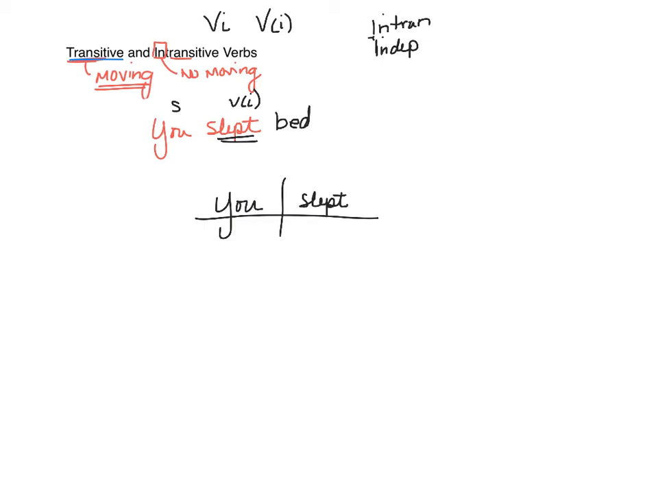What? No, that is so very wrong. That is hugely wrong. You can't say you slept bed. Try again. Okay? Let's say that I do want to get the idea bed in there because a bed was involved in the sleeping. Well, how would you have to say that? You slept in the bed.